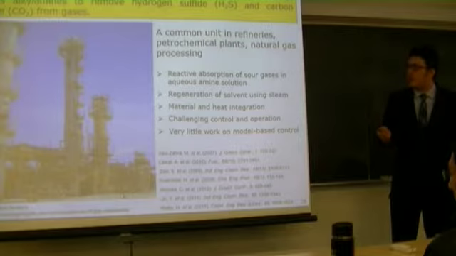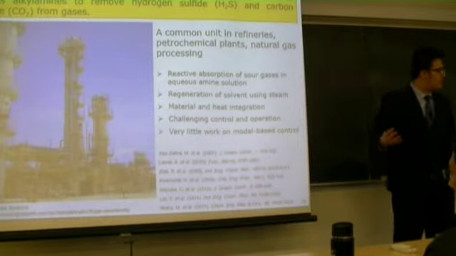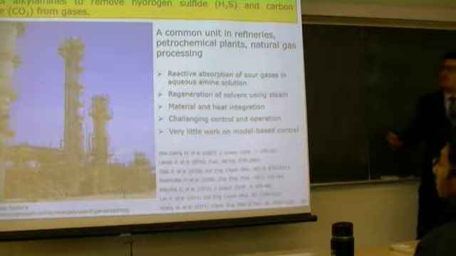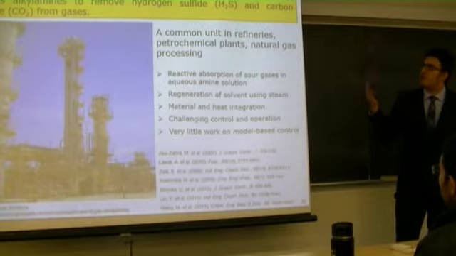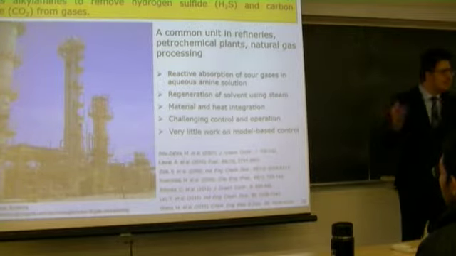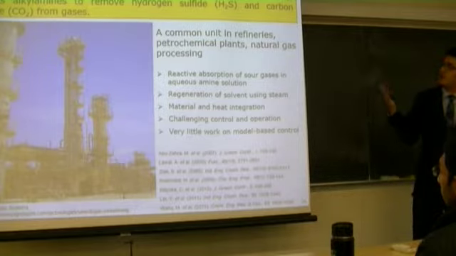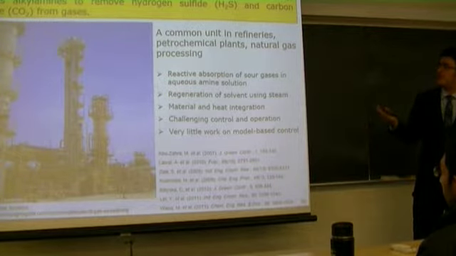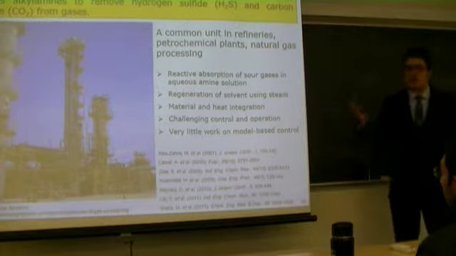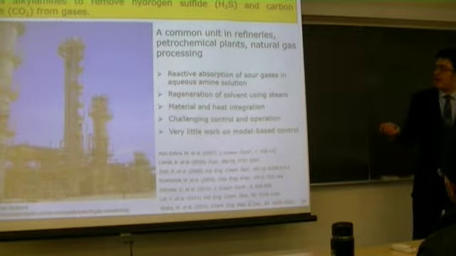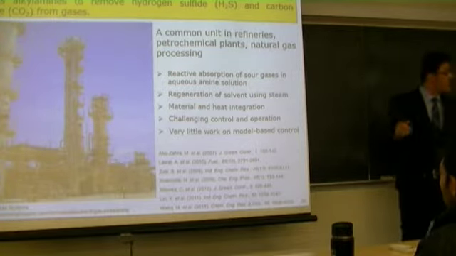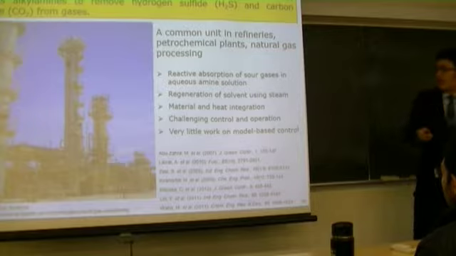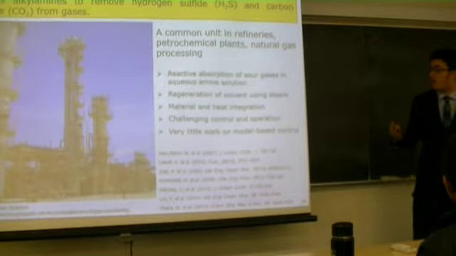So to further extend the applicability of the proposed control strategy, we implemented it on a gas sweetening process. The gas sweetening process refers to a group of processes that use amine-based solvent to remove hydrogen sulfide and carbon dioxide from sour gases. It's a common unit process in refineries, petrochemical plants, and natural gas processing. It contains reactive absorption of sour gases and regeneration of solvent using steam, characterized by tight material and energy integration, which makes it too complex for optimal operation and control.